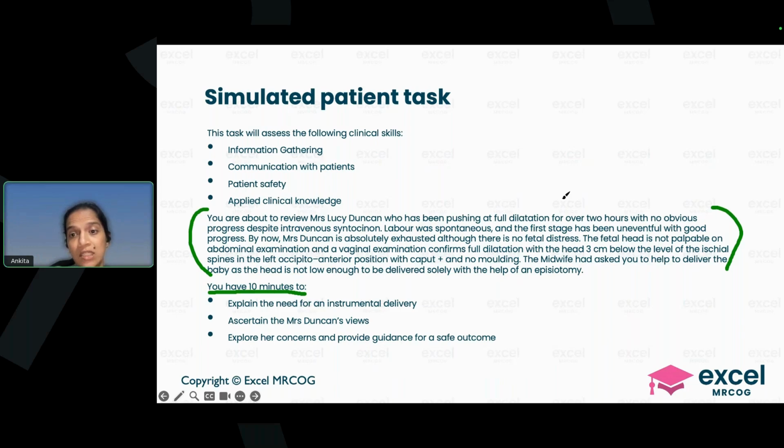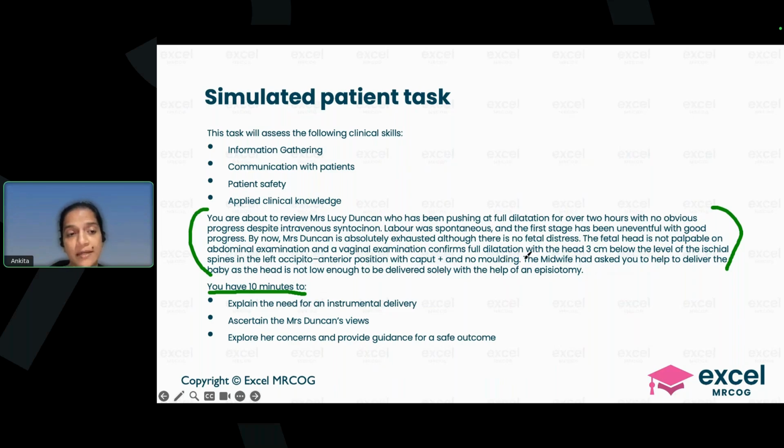The fetal head is not palpable on abdominal examination. That tells you that she is a candidate for instrumentation because her head is not palpable abdominally. That means her head is completely engaged. That is one of the prerequisites. Vaginal examination shows that there is full dilatation and the head is at +3 station with left occipito anterior position. What does that mean? That again means she is a good candidate for instrumentation, and there is a mild caput and no molding.